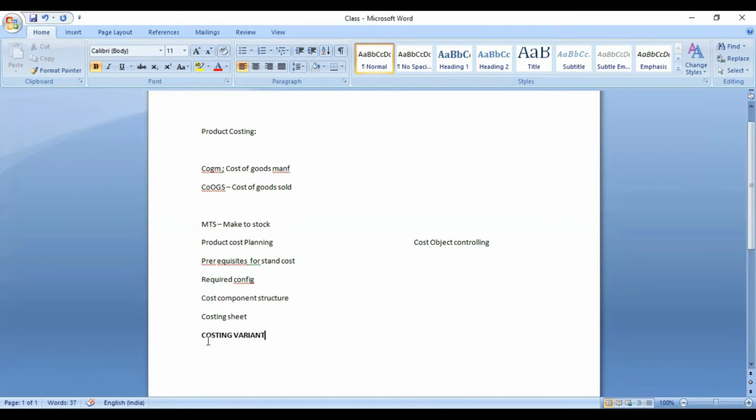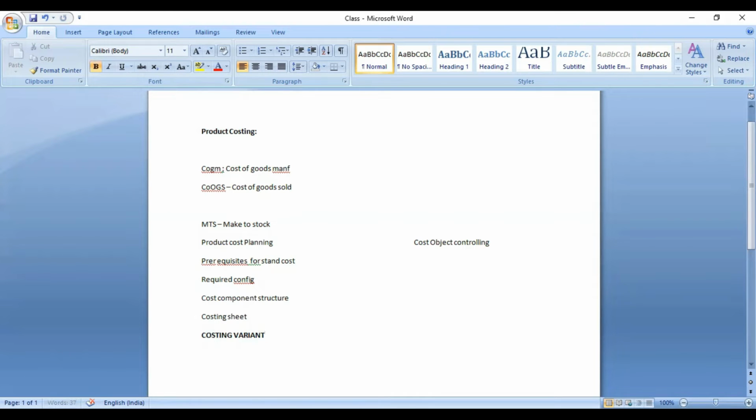Everything comes under this costing variant. All these things will be assigned to this costing variant. By the reason, we can simply say it's the heart of the product costing. Without proper costing variant configuration, you will not get any proper standard cost estimation, and you cannot understand how the price came and was updated in the material master. This is the key configuration.